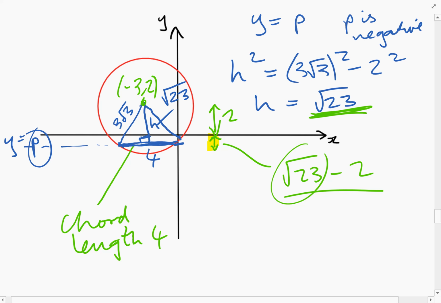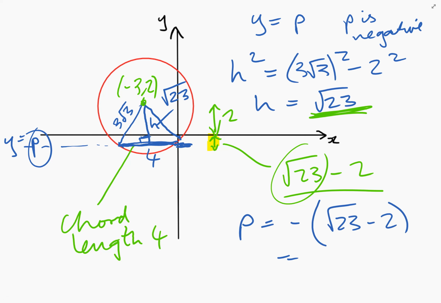But we actually need the y-intercept, which will be negative. So the value of p will be minus whatever you get for this. So I think you have to leave this in surd form. Let's check. Just find the value of p. Always best to leave in surd form though for these kind of questions. So the value of p is 2 minus root 23.